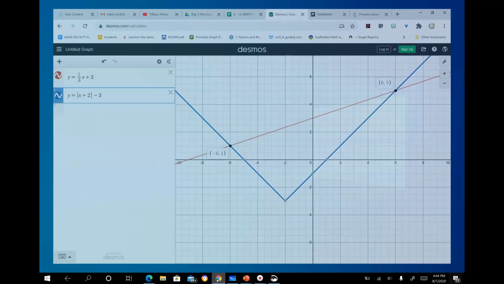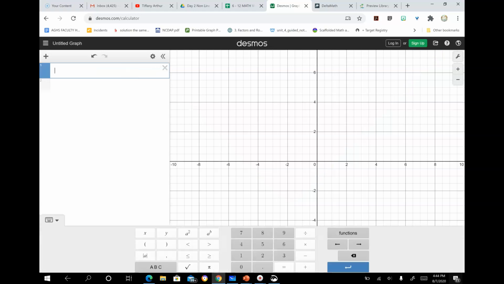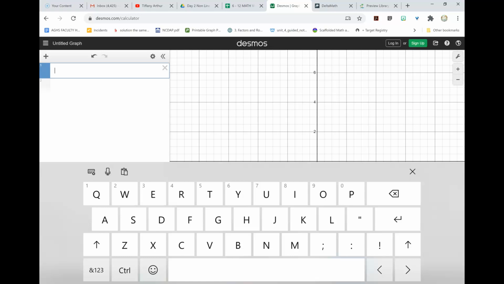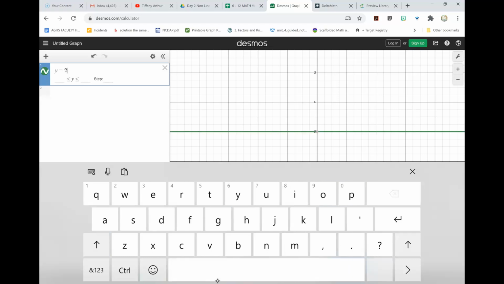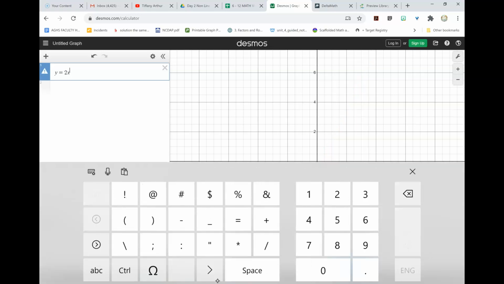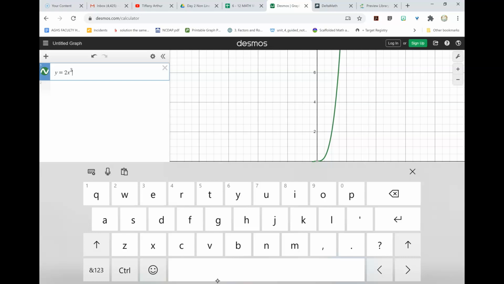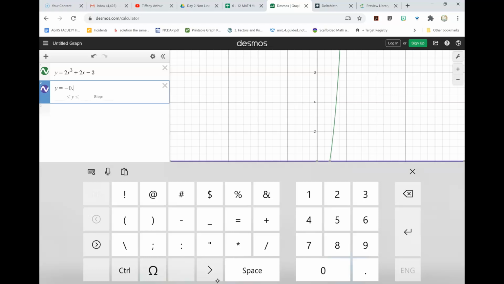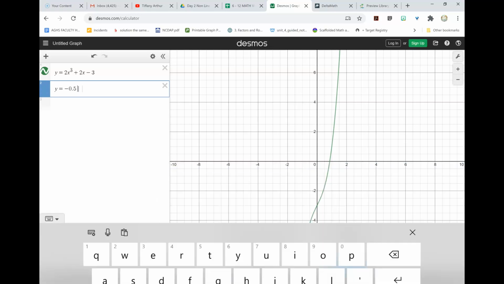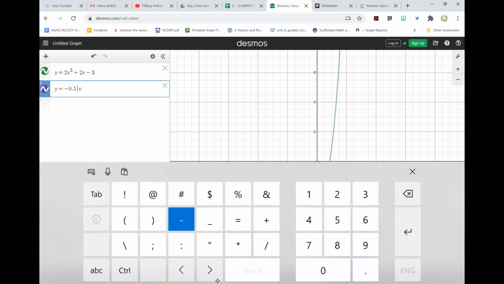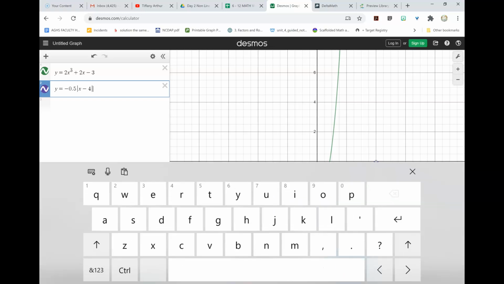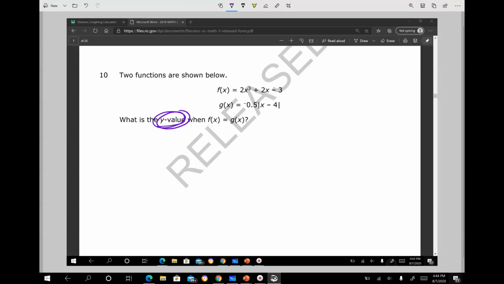So let's go to Desmos, and we have y equals 2x cubed plus x minus 3. We've got to cube it. 2x cubed plus x minus 3. Okay, and then the next one is y equals negative 0.5 times the absolute value of x minus 4. It's an absolute value, so we need to pull up the absolute value bars, and close the bar. I just want to make sure I did that right. 2x cubed. Okay.